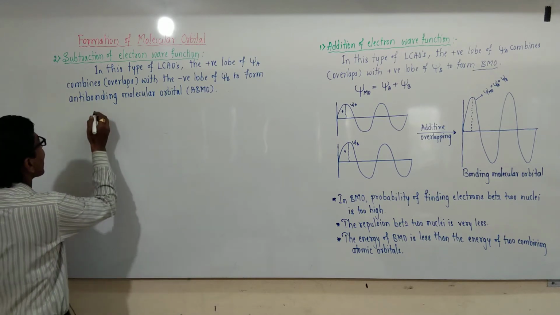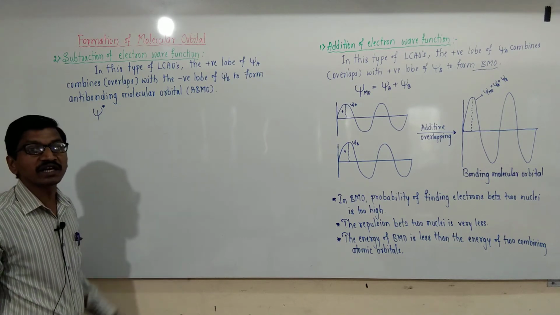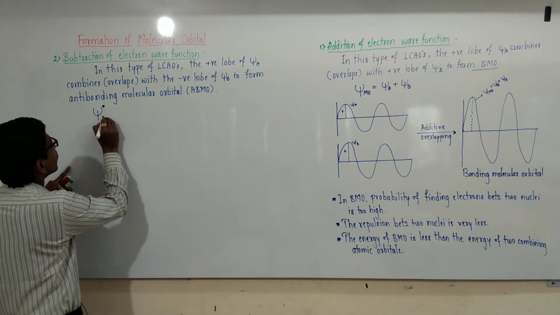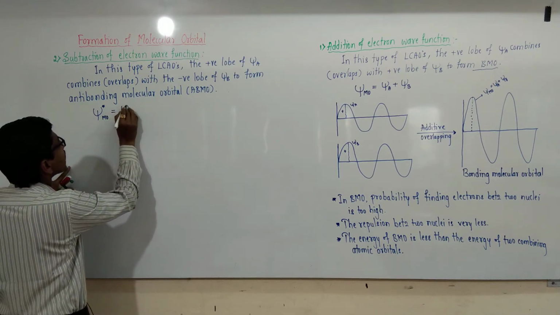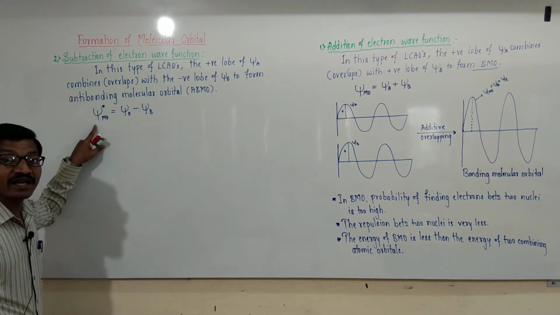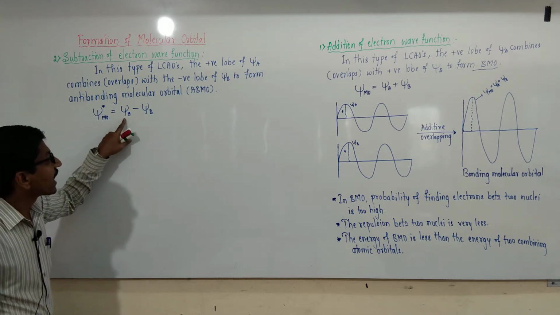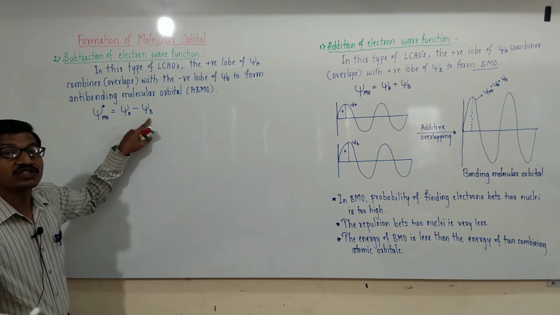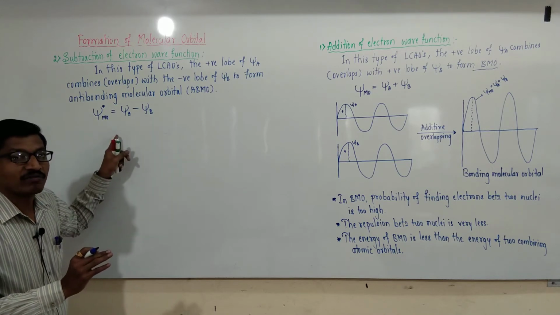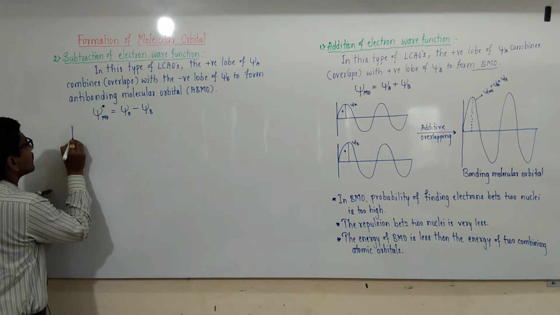Anti-bonding molecular orbitals are generally represented by a star. Psi MO star is equal to psi A minus psi B. Psi MO star is nothing but the wave function of anti-bonding molecular orbital. Psi A and psi B are the wave functions of two atoms A and B respectively. This is graphically represented like this.